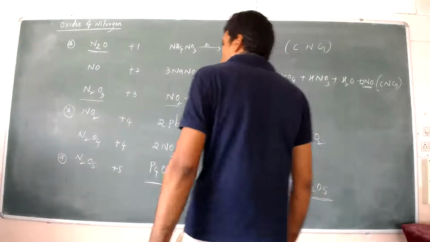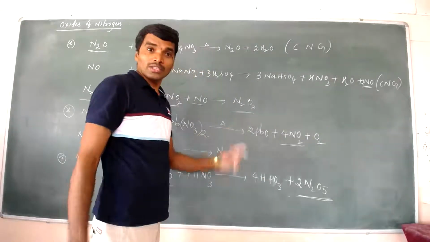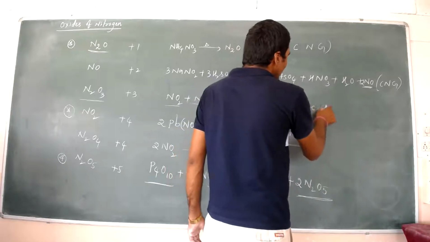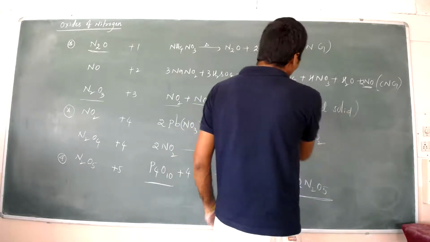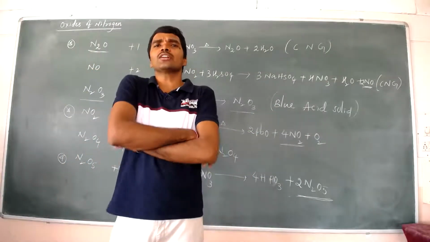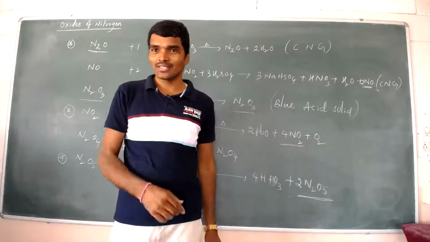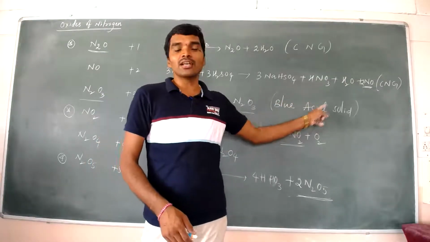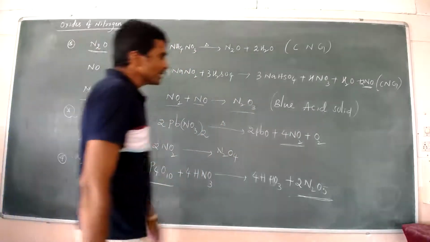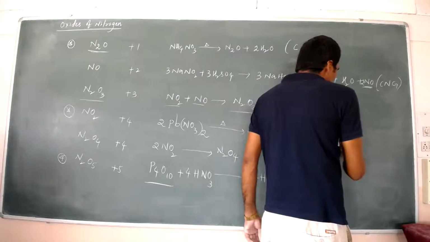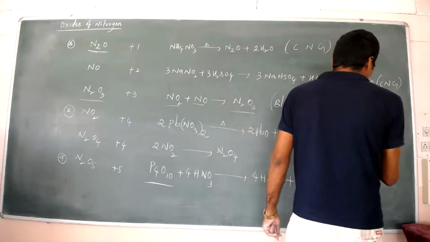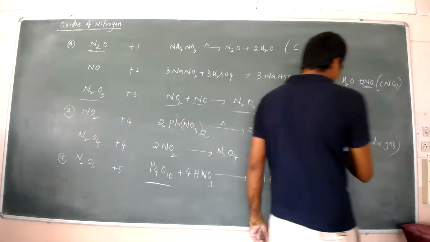And the next, N2O3. This is a blue color acidic solid. It has a blue color. They will ask this in competitive exams: blue color gas? N2O3. It has a blue color, acidic nature, and it's a solid. It's not a gas. And NO2 is a brown color acidic gas.